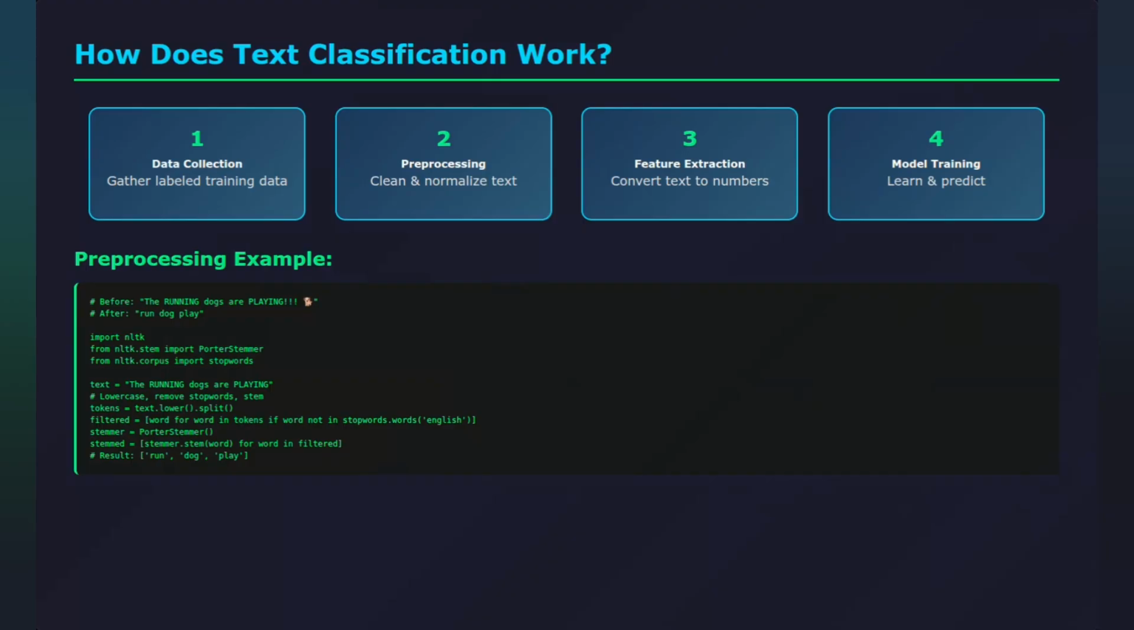Stage 2. Preprocessing. Raw text is messy. We clean it up by converting to lowercase, removing punctuation, eliminating stop words like the and is, and often applying stemming or lemmatization to reduce words to their root forms. Here's what preprocessing looks like in Python. Notice how we're transforming running to run and removing all the noise.